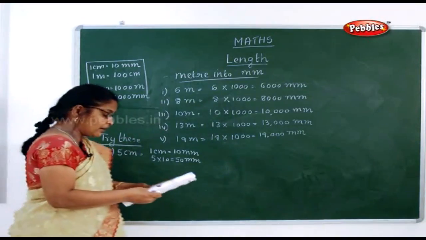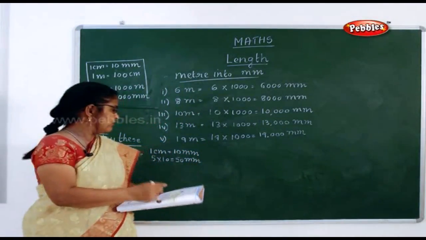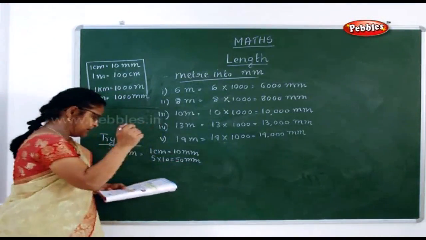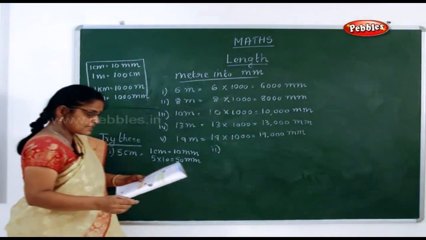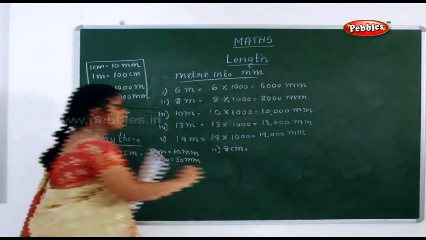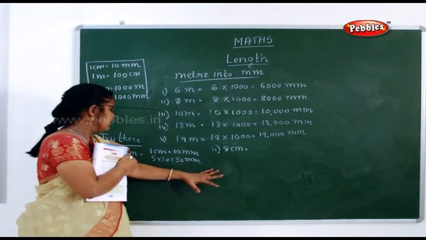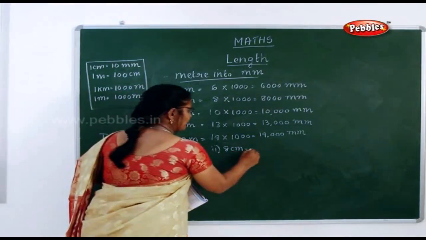Now you have to be very careful. You have to check what you have to do. So they have asked to convert centimeter into millimeter. Now what is the second sum they have given? It is again 8 centimeter. Now can anyone tell me how will you do this 8 centimeter? Yes, 1 centimeter is equal to 10 millimeter. Now what will you do?